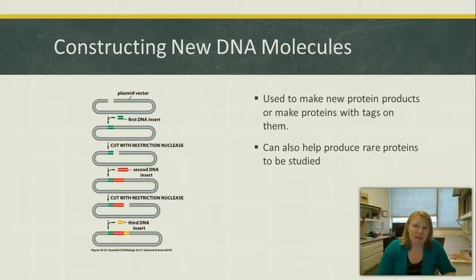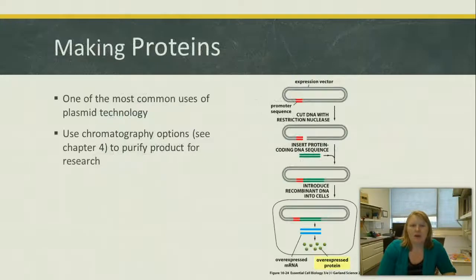Even if I wanted to just change out a subunit on a protein, to see how that changes things, I can do that with this. So that's how this process of constructing new DNA molecules works. We use restriction nucleases and ligase, just like we talked about before, to do this. We also can do that, as I said, to make proteins. And as I said, we use plasmids most often just because they're simple to use.